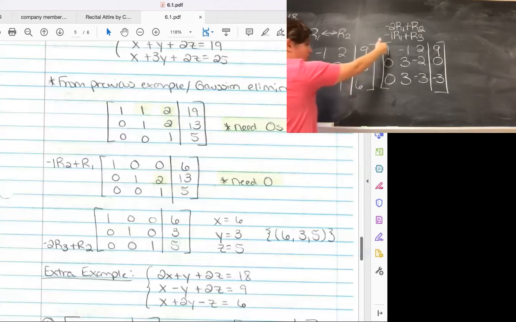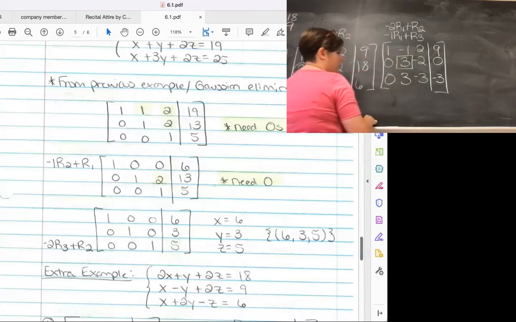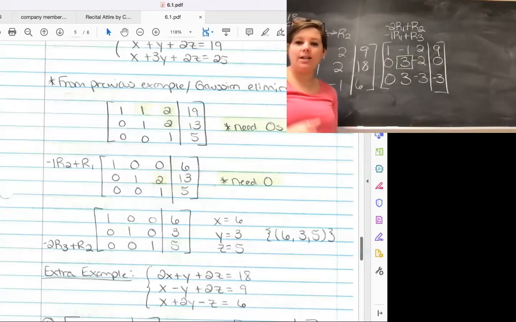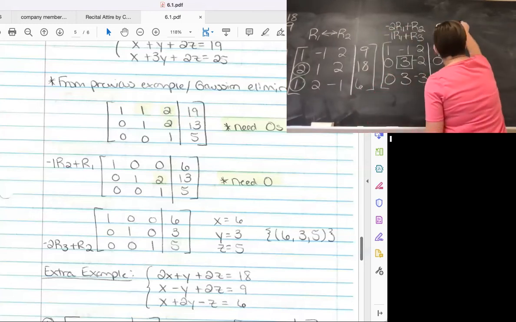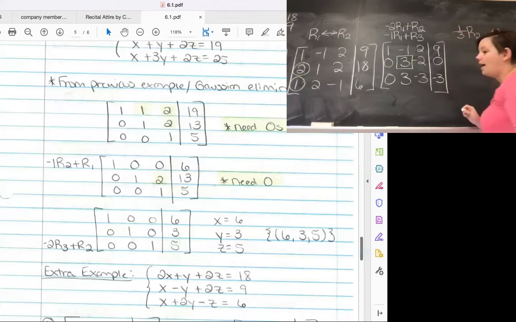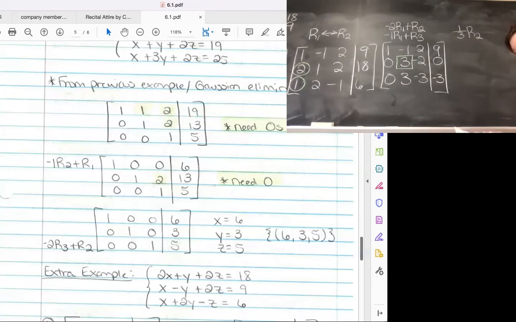Now I've got my first column all situated. What I want next is for that term right there in the middle, that 3 needs to be a 1. Remember, if you are trying to get your 1s, then you're going to do your second row operation where you multiply by a constant. So what times 3 will get you to 1? The answer is 1/3. So I'm going to take 1/3 times my second row. I have to do the entire row, not just that one individual element. Okay?